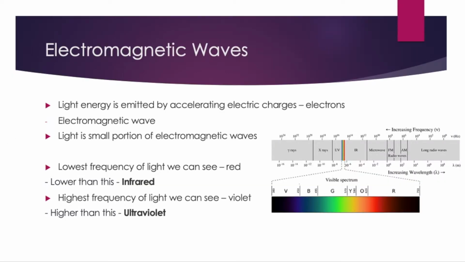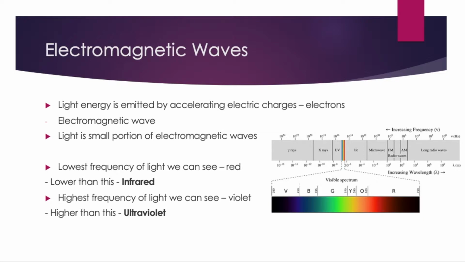Now, electromagnetic waves. Light is energy that is emitted by accelerating electric charges, often electrons in an atom. This energy travels in a wave that is part electric and part magnetic. A wave like this is called an electromagnetic wave. Light is a small portion of the electromagnetic waves.